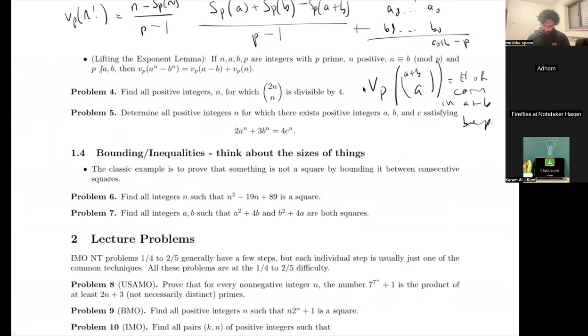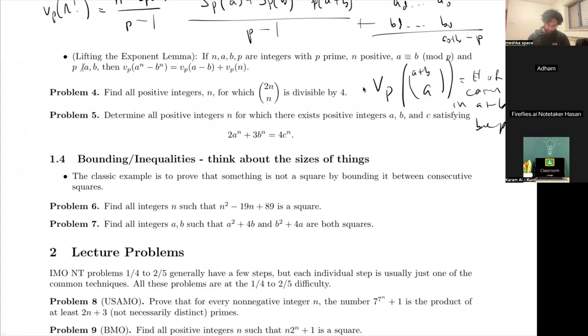Great. And of course, there's lifting the exponent, which we talked about before. But yes, these are the main tools for counting exponents. Let's look at some problems.